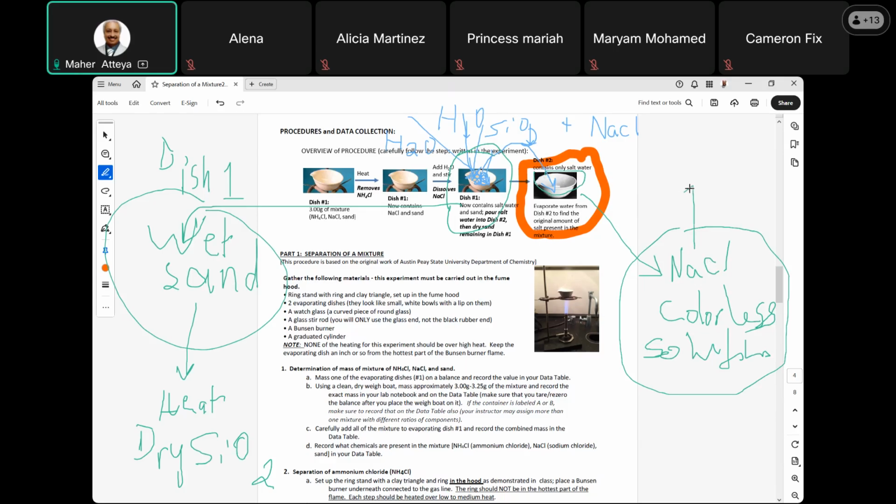So now we have here dry sodium chloride. From liquid sodium chloride solution to dry sodium chloride crystals. So cool down and reweigh. So cool and weigh. I can't write it right away. And here, dry sand, I have to go and wait.